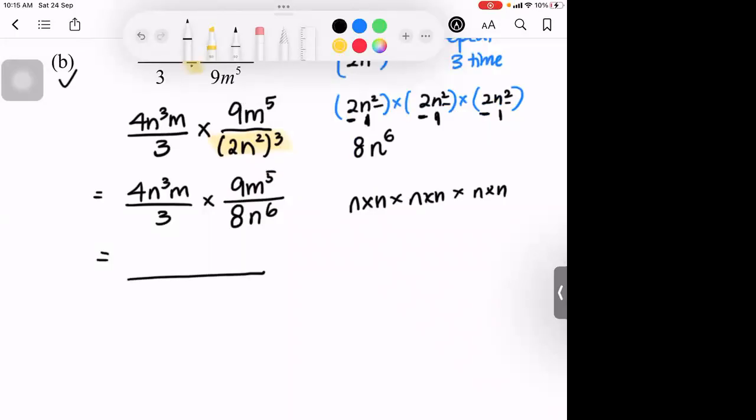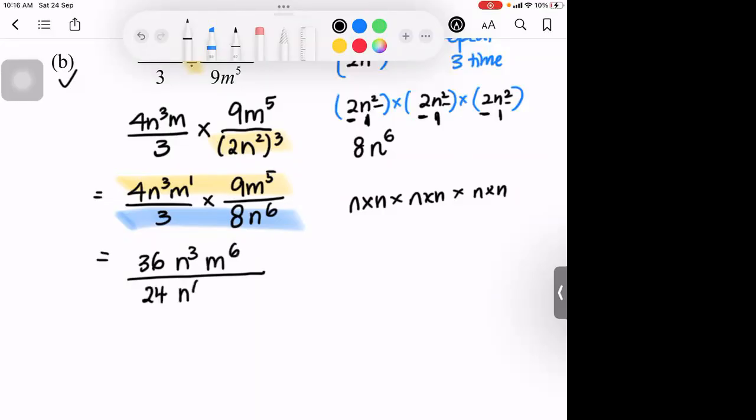So now when I have this one multiplication, we multiply numerator with numerator, denominator with denominator. So let's multiply the numerator first together. 4 times 9, 36. No more n cubed, just no more n already. m to power 1, m to power 5. Here got 1, there got 5. Total, how many? m to the power of 6. Then denominator, 3 times 8, 24.